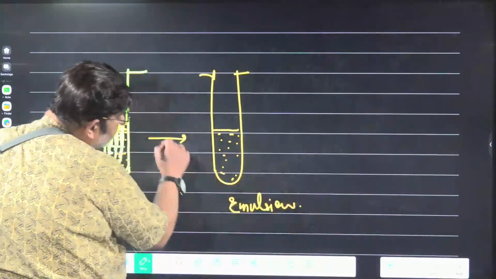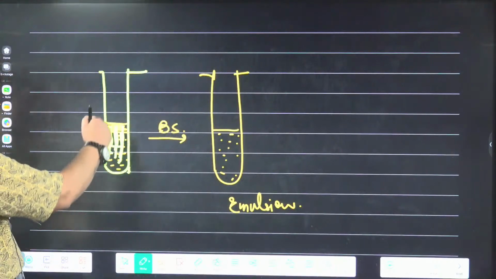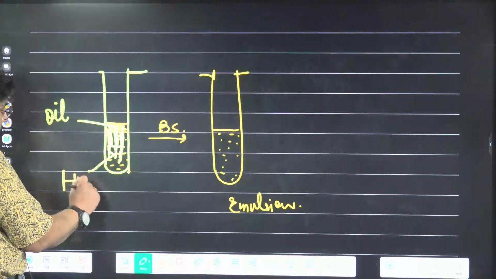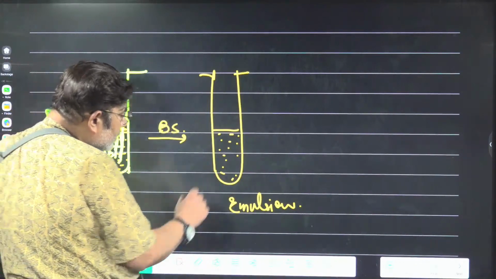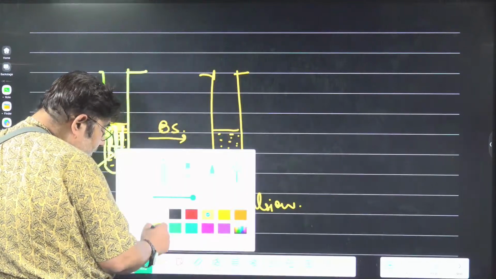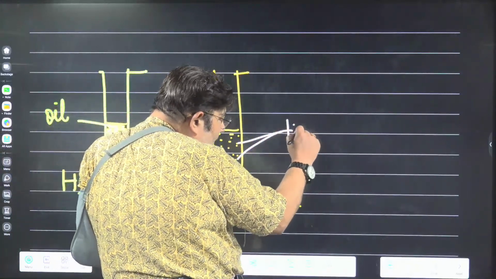This homogeneous mixture of oil and water is known as an emulsion. And who has done that? Bile salts. Bile salts have turned the oil, this is coconut oil, and this is water, into an emulsion. What has happened in the emulsion, what these dots I have made, is that the coconut oil has formed tiny droplets.